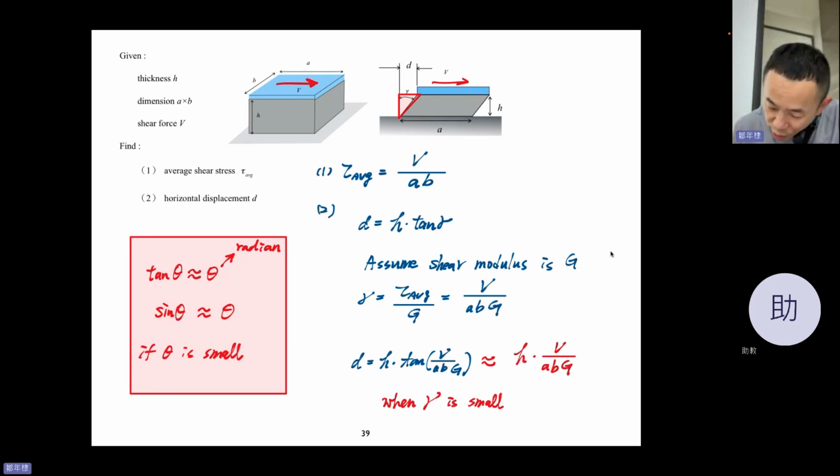Let me rewrite it. Otherwise, you may think this is gamma. V. Okay, that's it. Easy. Right.